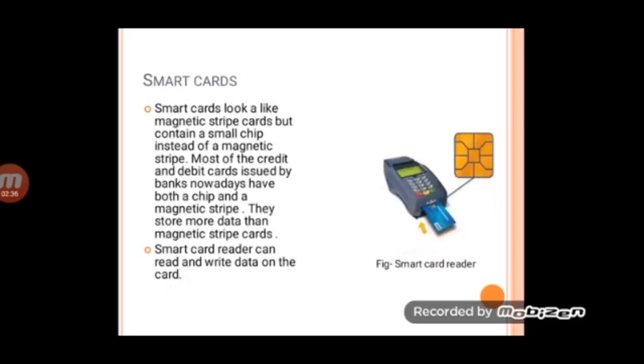Now the smart cards. A smart card looks like a magnetic strip card but contains a small chip instead of the magnetic strip. See the image. Most of the credit and debit cards issued by banks nowadays have both chips and magnetic strips. They store more data than magnetic strip cards. A smart card reader can read and write data on the card.